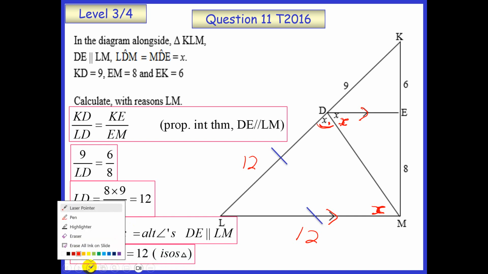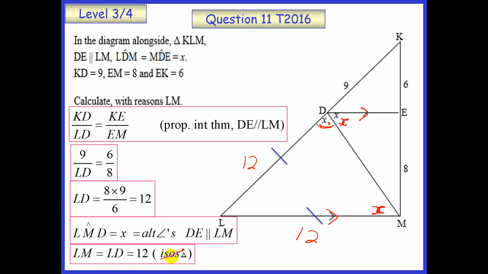And please note, in grade 12 we will not accept isosceles triangle, but we will write angles opposite equal sides. Okay, so we're going to use that reason instead of isosceles triangle. And if you want to go on, you could have concluded that DL is equal to LM because of angles opposite equal sides.